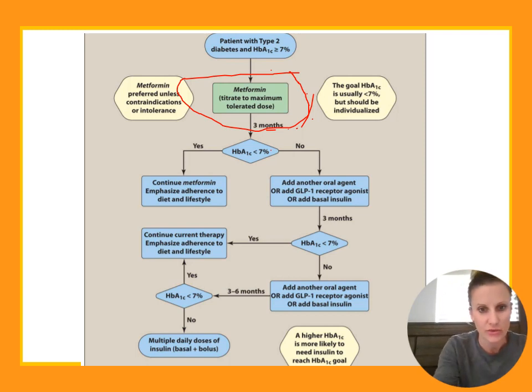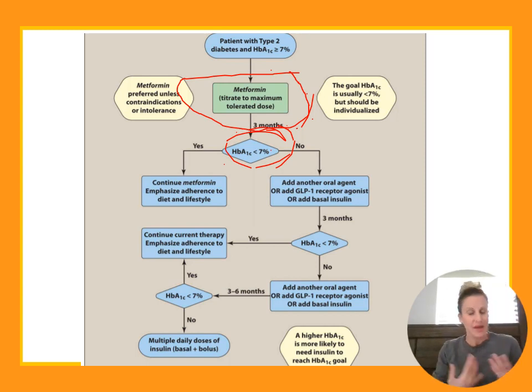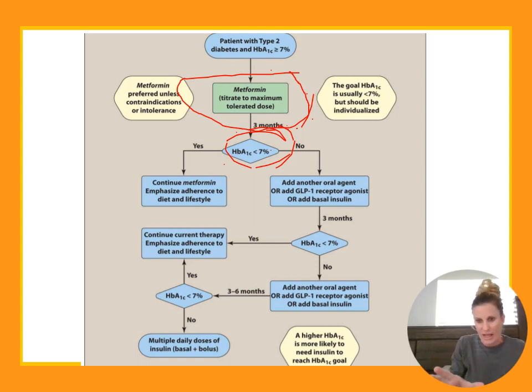Then again, you titrate them up to the max tolerated dose. And then in 3 months, you're going to check the hemoglobin A1c. You need to wait 3 months in order to let the A1c adjust to the medication. If you only wait 1 month, that hemoglobin A1c is going to reflect 1 month's worth of glucose with the drug, but 2 months' worth of glucose without it. So that's not going to give you an accurate picture of how well the drug is working. You need to wait 3 months. Then look, is the patient at goal? Whatever the goal is, generally less than 7%.